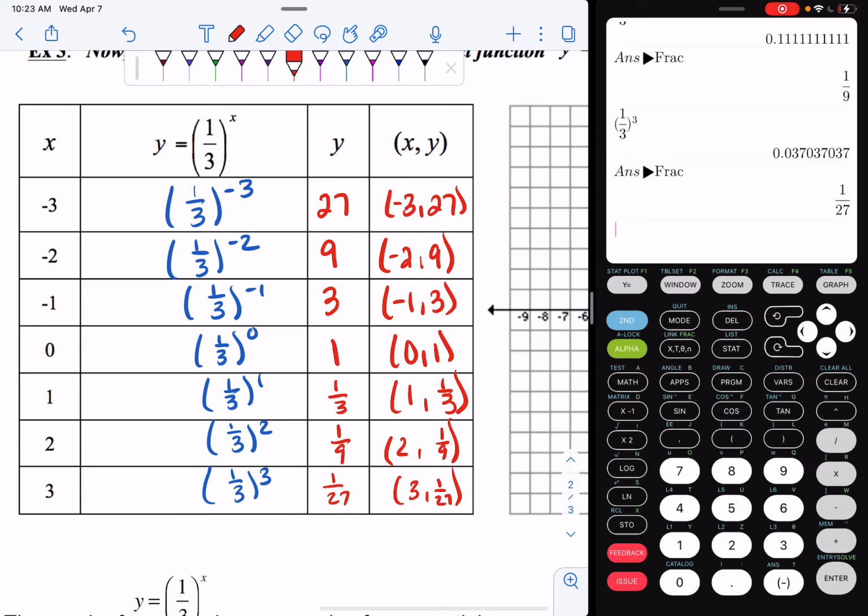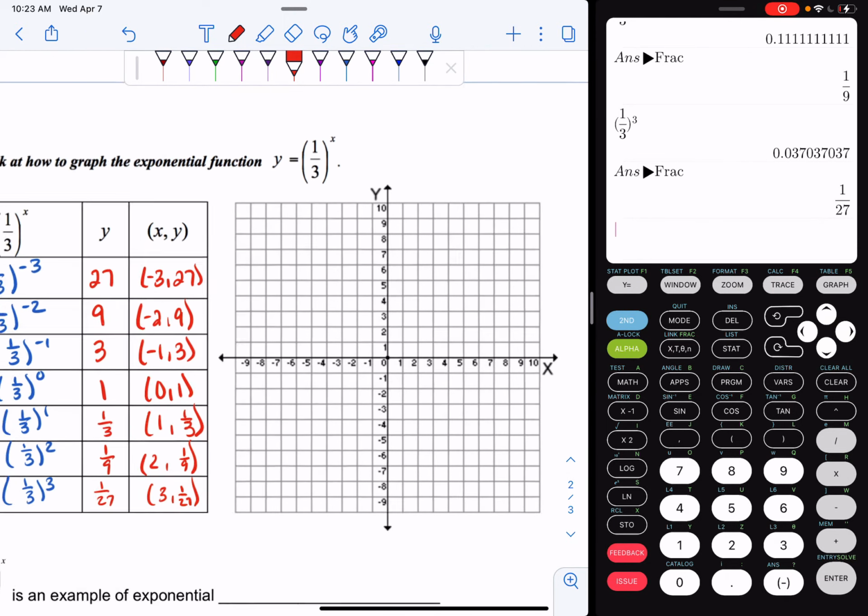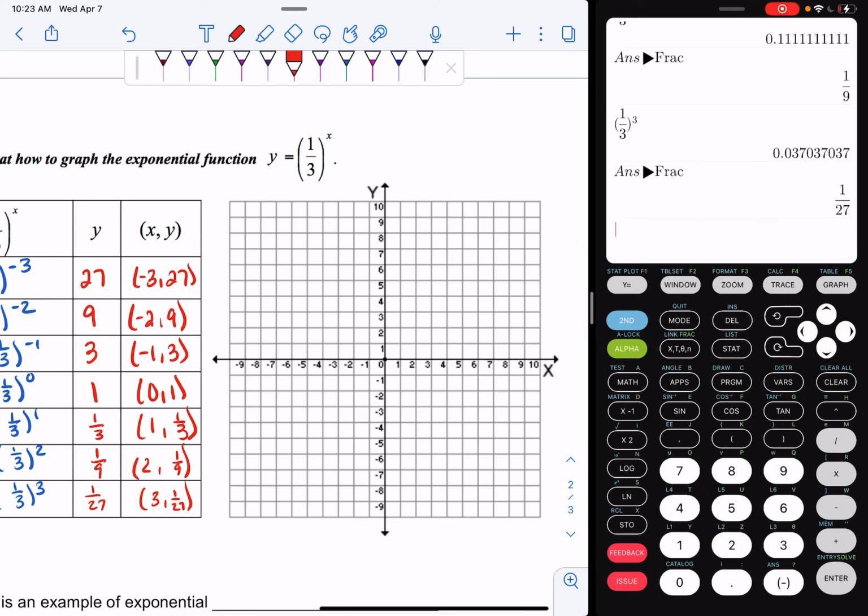And what we're going to do is we're going to do the exact same thing we did before. We're going to only plot those nice points. So I'm going to attempt to plot the -3, 27, but if you look, when I go to -3, there is no spot to do my 27, so I'm not going to plot that. I will plot, though, my -2, 9. So I'm going to go out 2, up 9. I'm now going to plot my -1, 3, my 0, 1, and then I can't plot 1, 1/3, I can't plot 2, 1/9, I can't plot 3, 1/27.